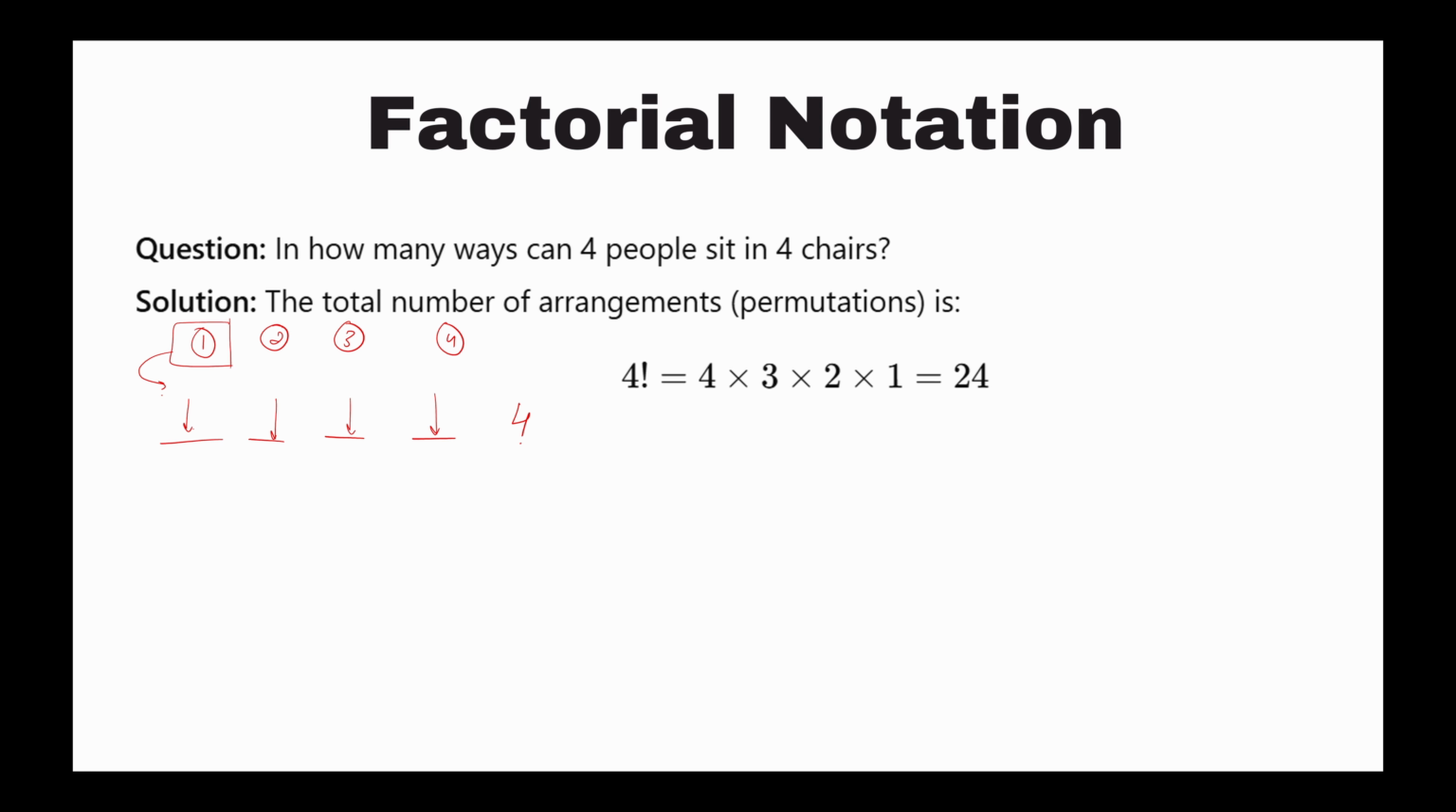Now once he has been seated, how many chairs have I been left with? It doesn't matter which chair he has been seated on. The only thing that matters is that he has been seated now. Now I have only 3 chairs left. Now I will choose the second person. How many ways can the second person be seated? He can either be seated here, here or here. So it would become 3. Once 2 has also been seated, I would be left with only 2 chairs, and the ways in which 3 can be seated are 2. And if I check for 4, it can be just 1.